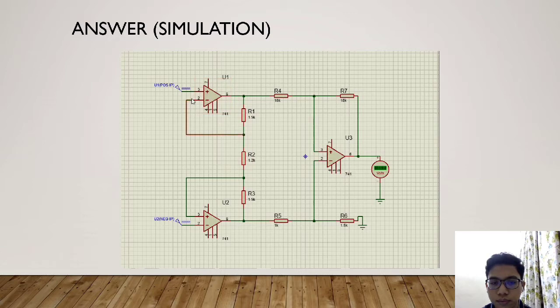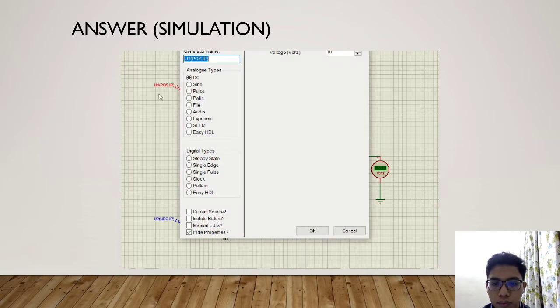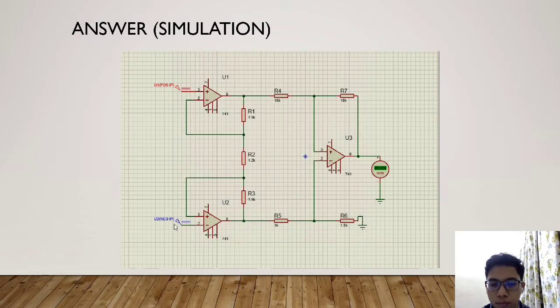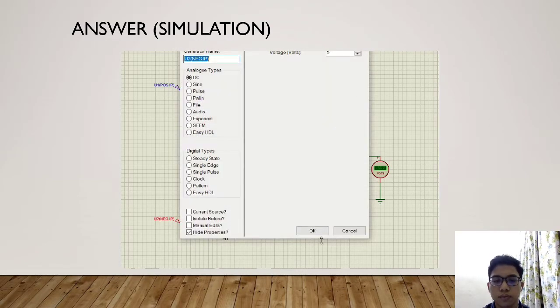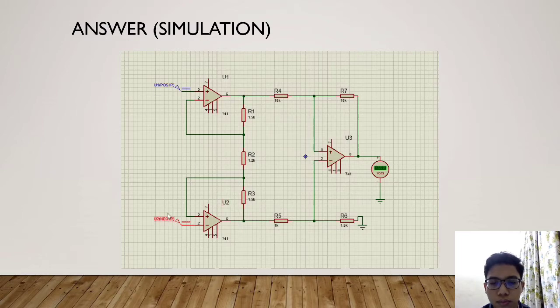As you can see here, this is a voltage follower, so there is no voltage difference between this point and this point. Same with this line. For this circuit, we are delivering a voltage supply of 10 volt, and this one is 5 volt.